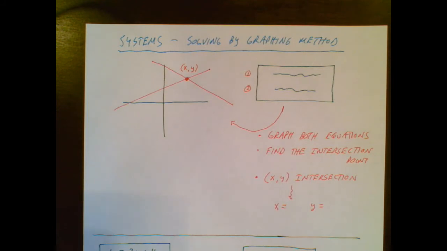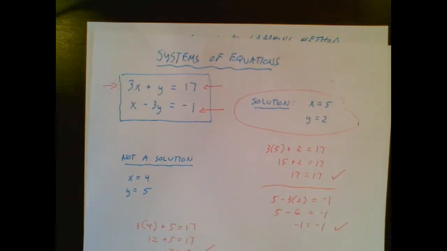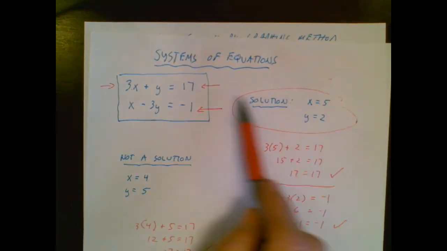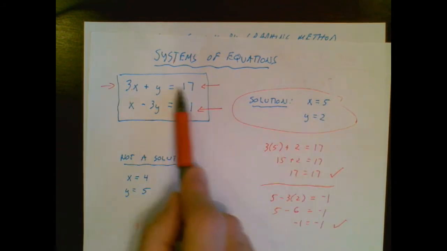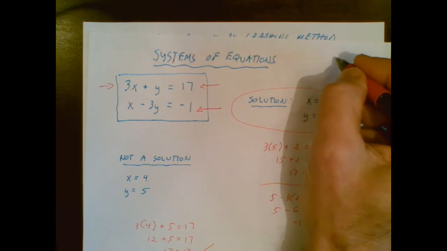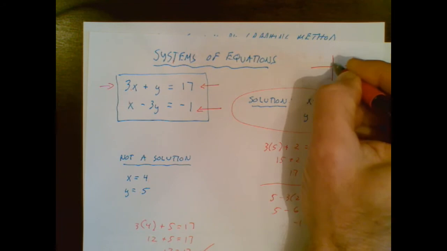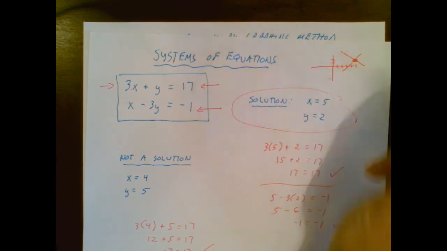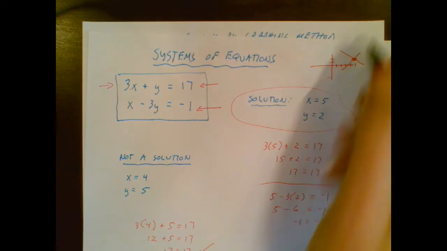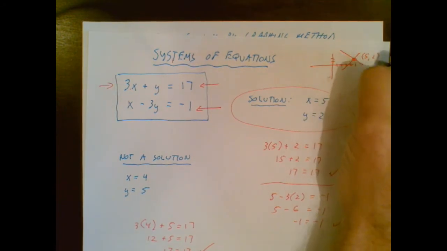So when we did our introduction, and we said, hey, for this system, x equals 5, y equals 2, that means if we would have taken the time to graph these, we would have found that at x equals 5 and y equals 2, one graph hit the other at that spot. Now this might not be an accurate graph, but you get the point.